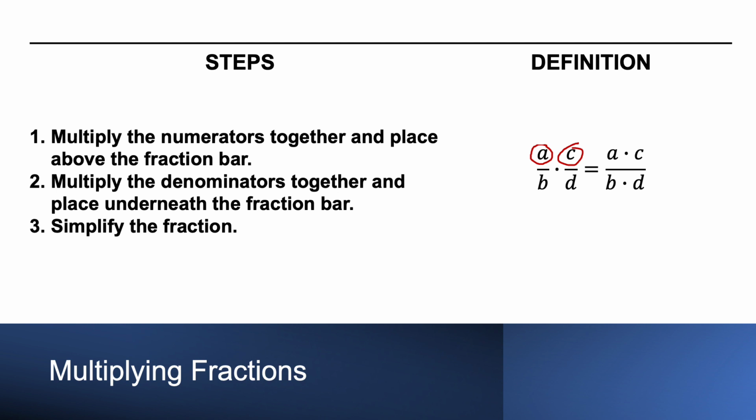The next step is to multiply the denominators together and place that underneath the fraction bar. So I have B and D underneath the fraction bar. We'll multiply those together, so we have B times D. Lastly, we'll simplify the fraction.